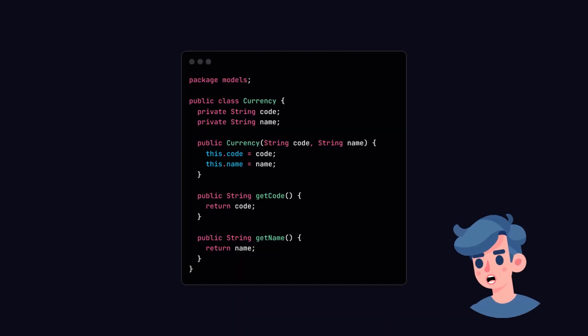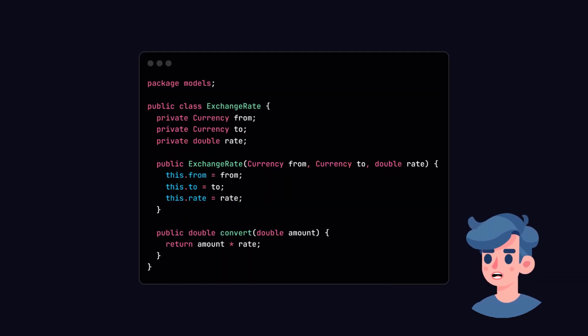Let's start by creating our currency model. This class will represent each currency and its properties. We'll include attributes like currency code and name. Here's how it looks. Now that we have our currency class, let's create our exchange rate model, which will hold the information for conversion rates between different currencies.